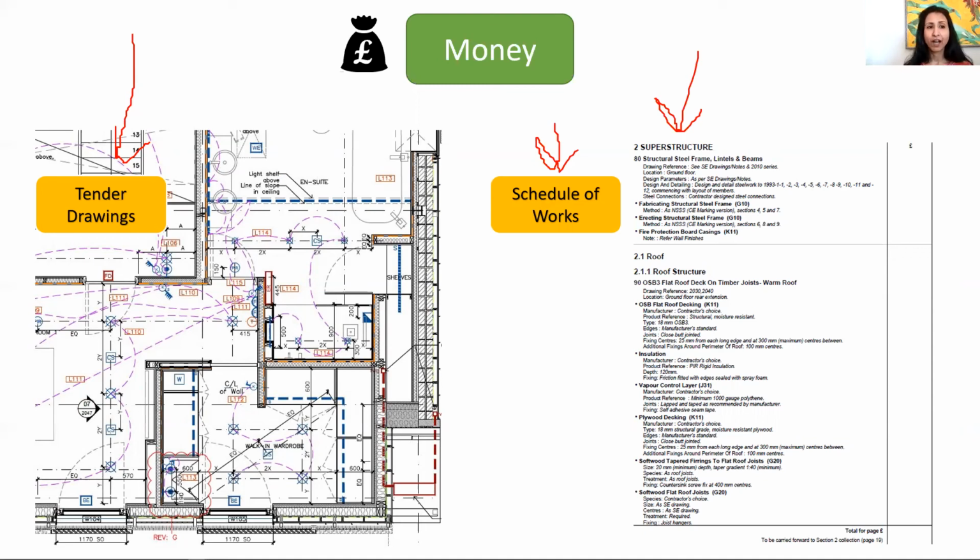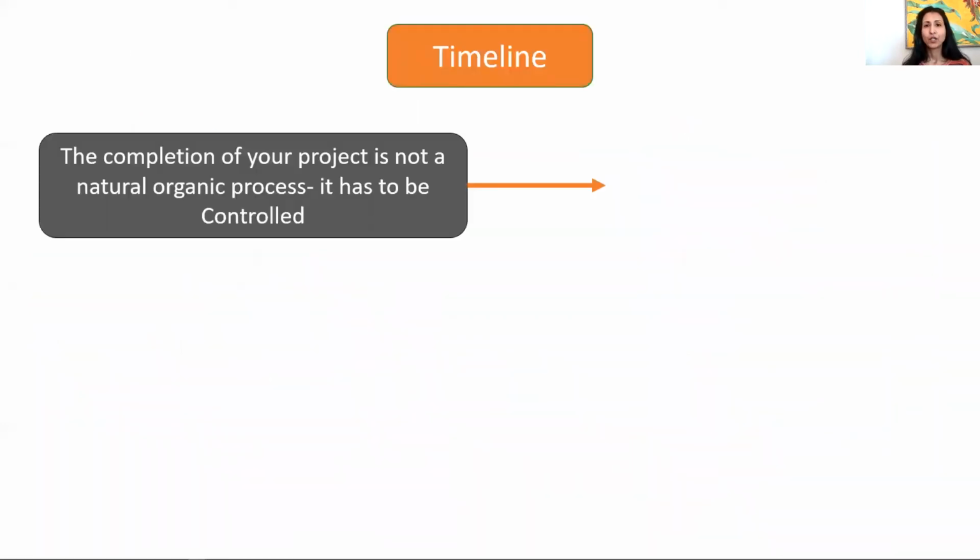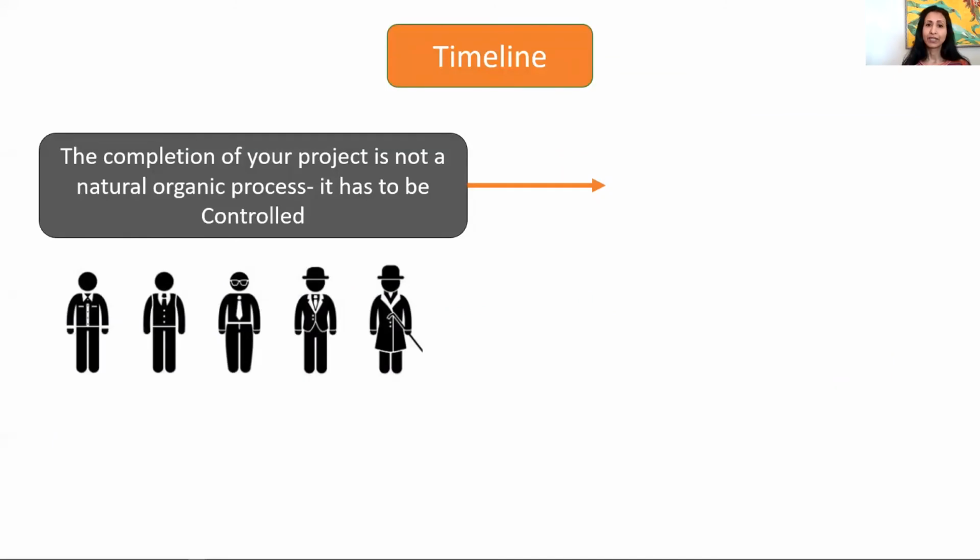So to define the control of your budget through tender drawings and documents, what are these? Tender drawings and documents are your expectations that are written down for your builder to understand and deliver for you. We come to the last point that I think is important for you to be in control of, the timeline of your project. Do you have a date by which your project will complete?